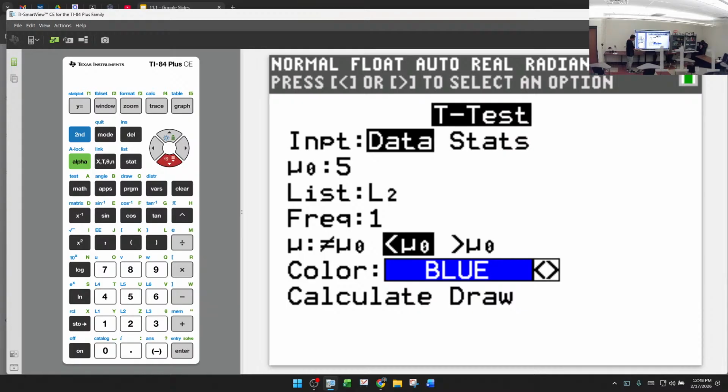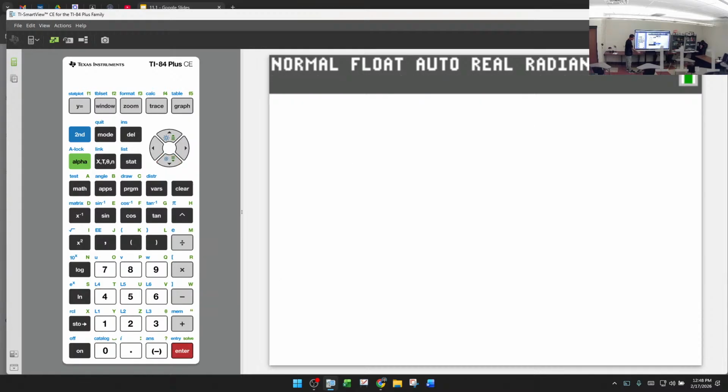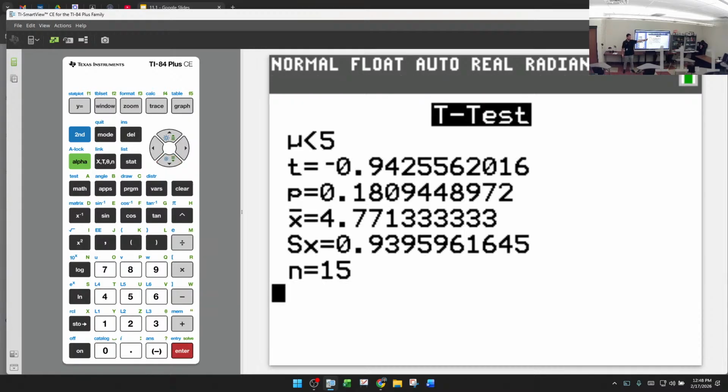And so we'll just calculate. Bam. There it gives you the T score. There's the p-value. There's X bar. You get that from your data. There's the standard deviation. That's important to know just in case you input the data wrong. If you input the data wrong, then your X bar is going to be different, and we know you put your data in wrong. There's N. It doesn't give you DF. DF equals 14. Put that down.